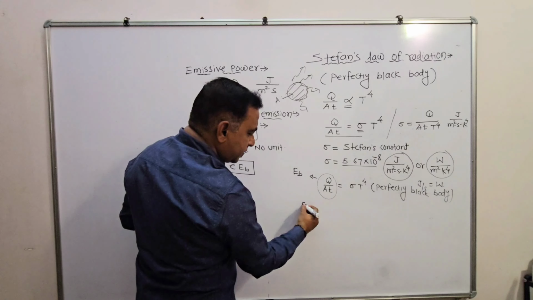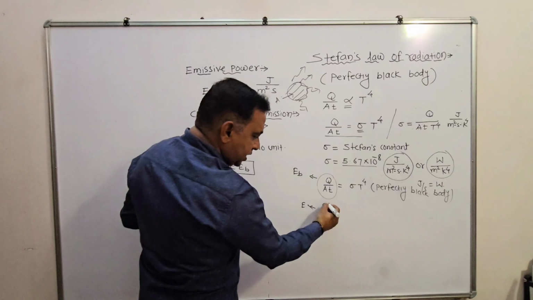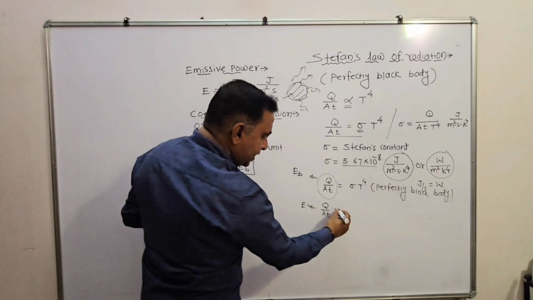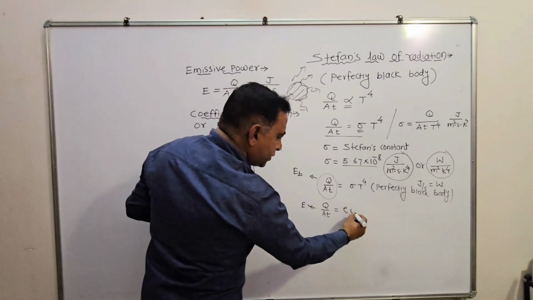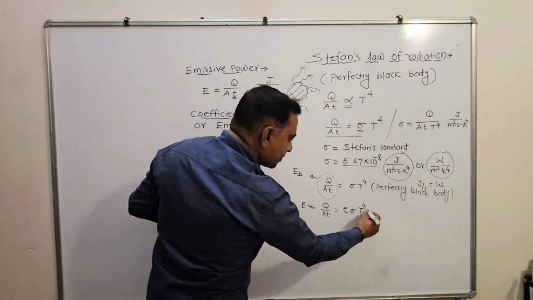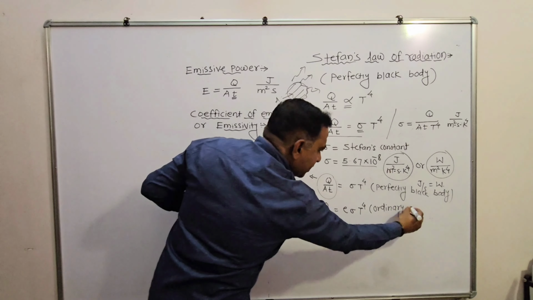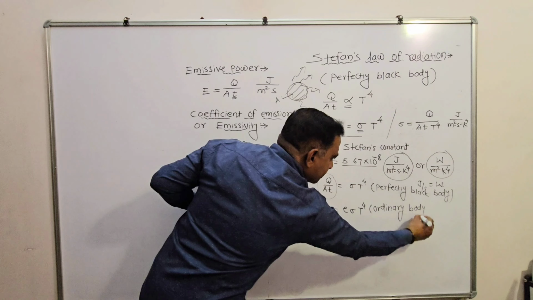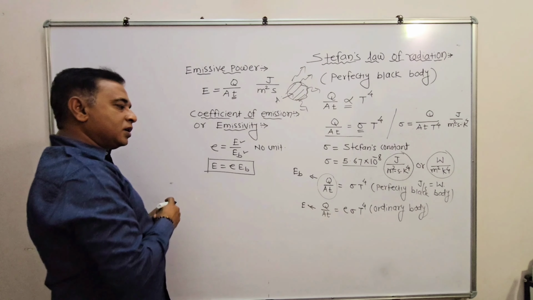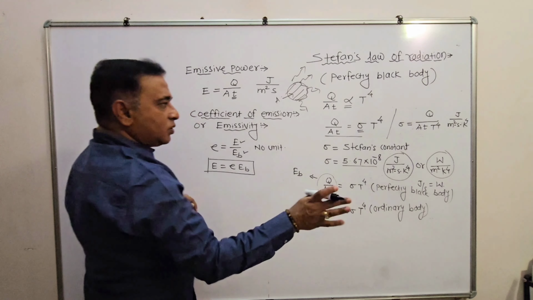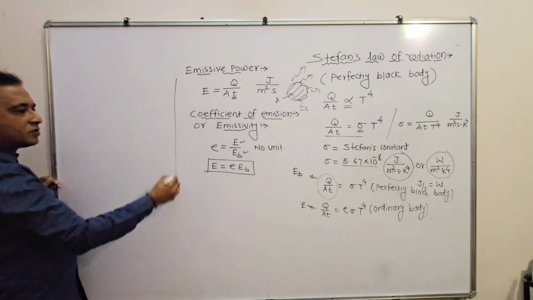So E, if it is E, then Q upon AT is equal to E into sigma into T raised to power 4 for the ordinary body. Ordinary body. This is all about that. Sir, is it over? No. Still we'll have to get a few more equations as follows.